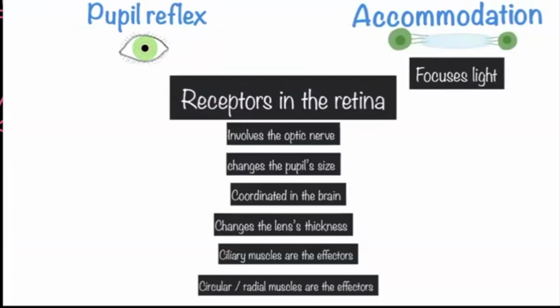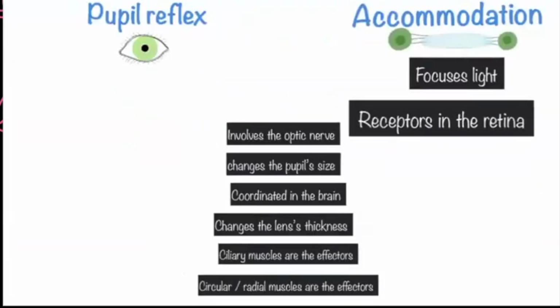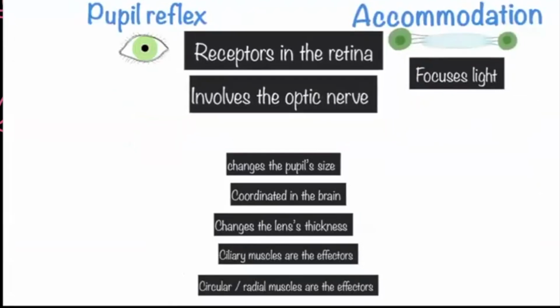Either reflex is done in the same way. Remember the way we did that reflex arc here? We did it with receptors in the retina. Now, this applies both for accommodation and also for the pupil reflex. Okay? So I'm going to keep it both here. Involves optic nerve. Again, it's the same thing.